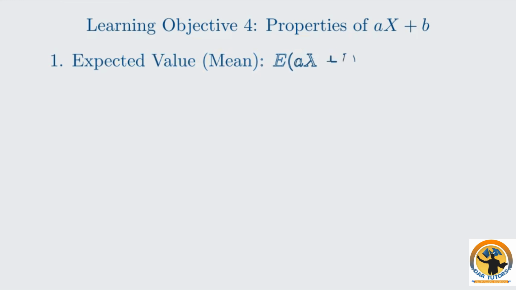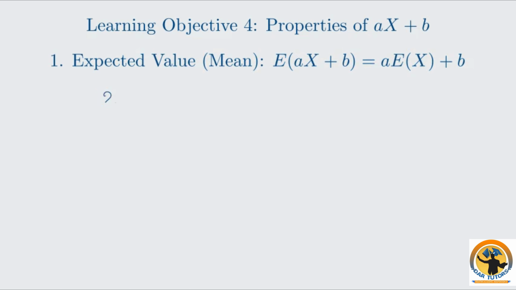The question is, how are the expected value and variance of y related to the expected value and variance of x? Let's start with the expected value. The formula for the expected value of y equals ax plus b is simply a times the expected value of x plus b. The mean of a linear transformation is the linear transformation of the mean. So you can find the mean of x, multiply it by a, and add b.